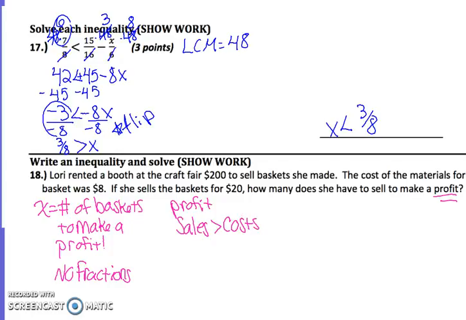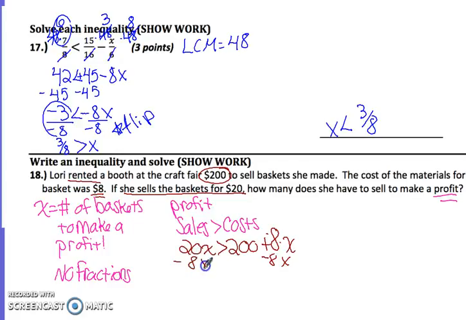So now let's just fill in. Her sales, she's selling them for $20 each. So $20 per basket has to be greater than her costs. Well, she had to rent the booth for $200, so that's a cost. But then the cost of the materials were $8 for each basket. So plus $8 times the number of baskets. So subtract 8x from both sides, and you get 12x is greater than 200. Divide by 12, and you get x is greater than 16.67. Your answer, however, we already said needs to be just whole numbers.